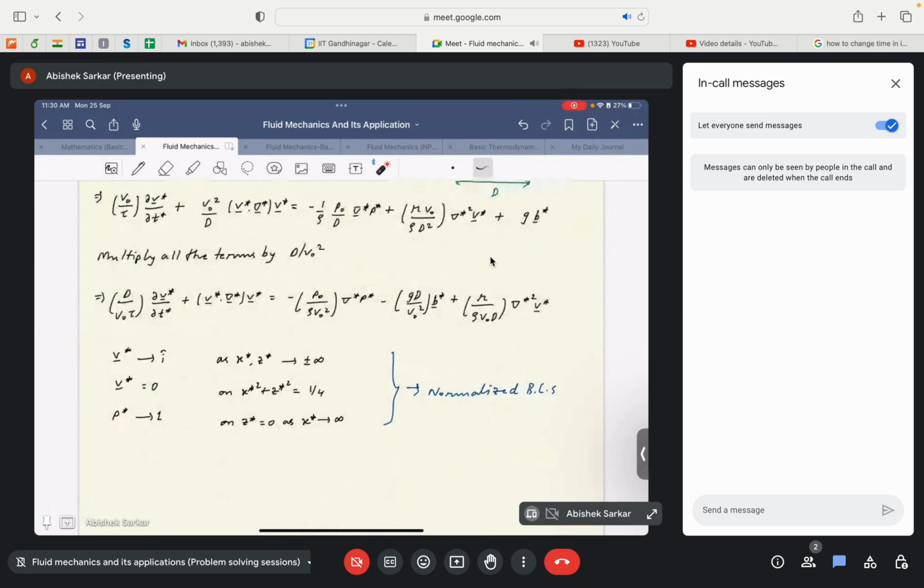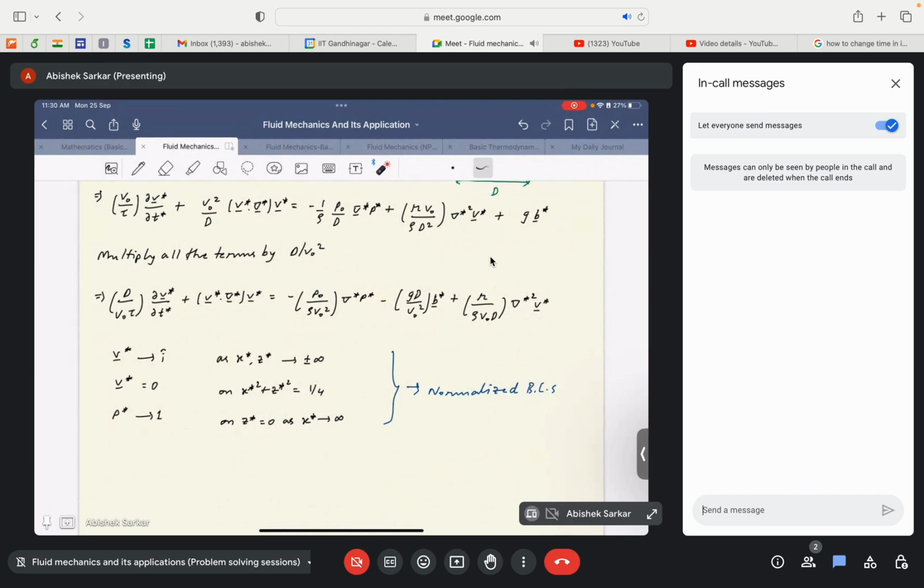After non-dimensionalizing, we get certain coefficients for each term. For the first term, we get the coefficient as d by v naught tau. For the second, we get p naught by rho v naught square, the coefficient for the pressure gradient term. Then we get gd by v naught square for the body force term, with the minus sign just signifying the direction of the body force.